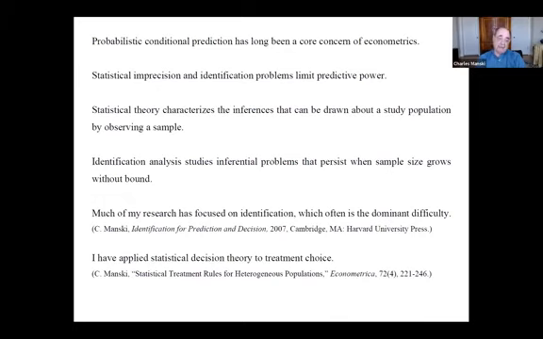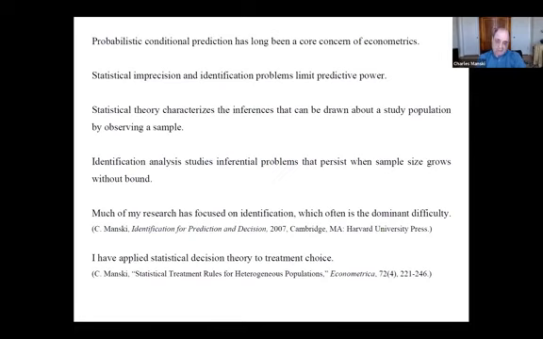I give a couple of references here from my own work, just to give one thing for those of you who aren't aware of this literature. I have a book on identification for prediction and decision. It's what I use to teach first year PhD econometrics. So that's a place to start from my perspective.